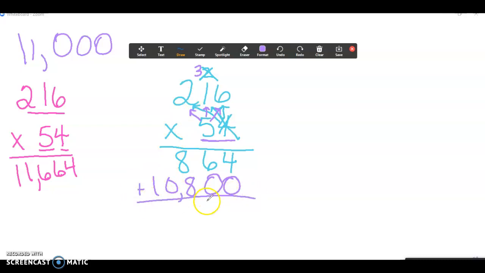Okay. And now that I have both rows, now I just add them together. So 4 plus 0 is 4. 6 plus 0 is 6. 8 plus 8 is 16. And then I have ones. And look at that. Same answer.